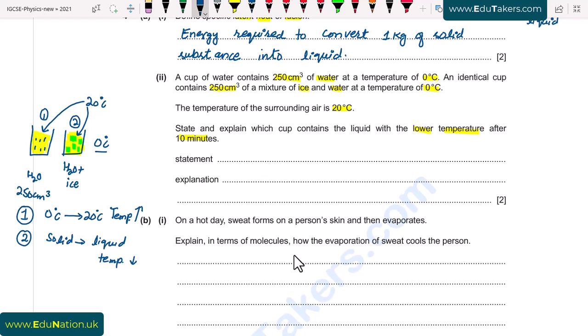I write here in the statement, the cup containing mixture of ice and water.